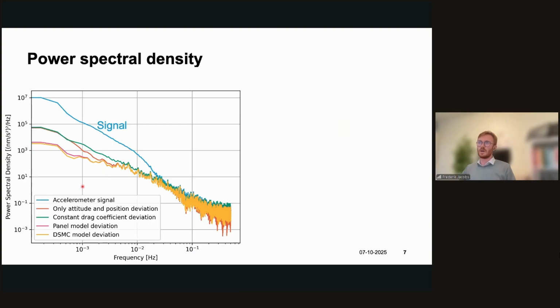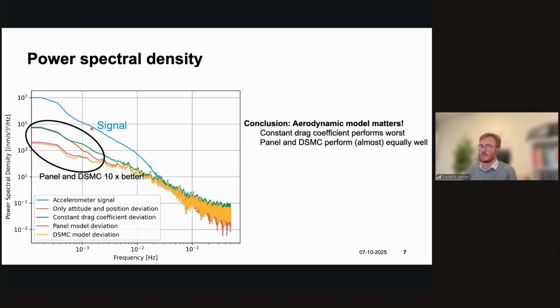What you see here is the power spectral density. The blue one is the signal, and then you have the orange and the green one, which are already about 100 times below the actual signal. These are the attitude and position deviation only, and the constant drag coefficient. But if we go to a panel and DSMC model, it's about a factor of 10 better, which is of course very important. It's mainly better at the low frequencies. At the high frequencies, the noise level takes over, but it is typically at these low frequencies that we need to retrieve the time variable signal.